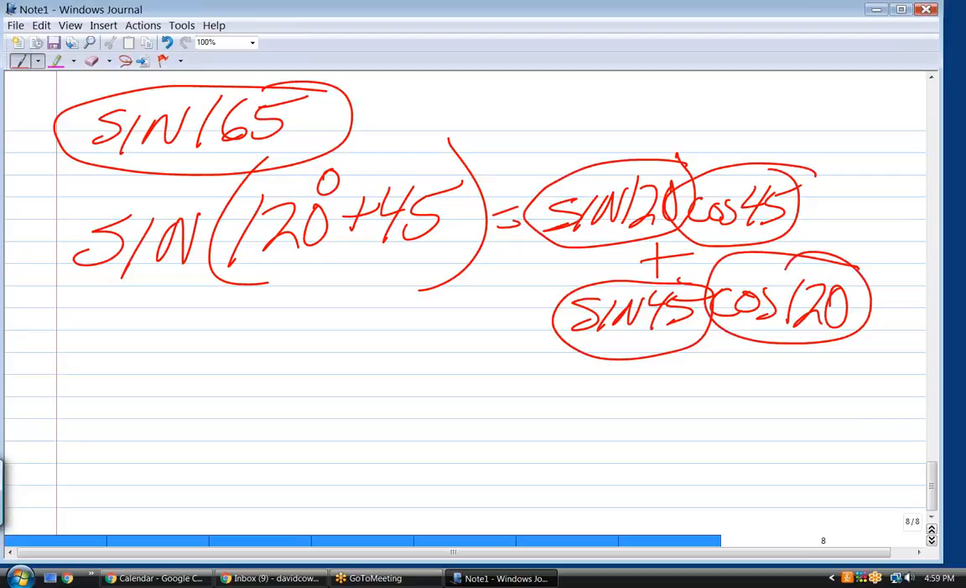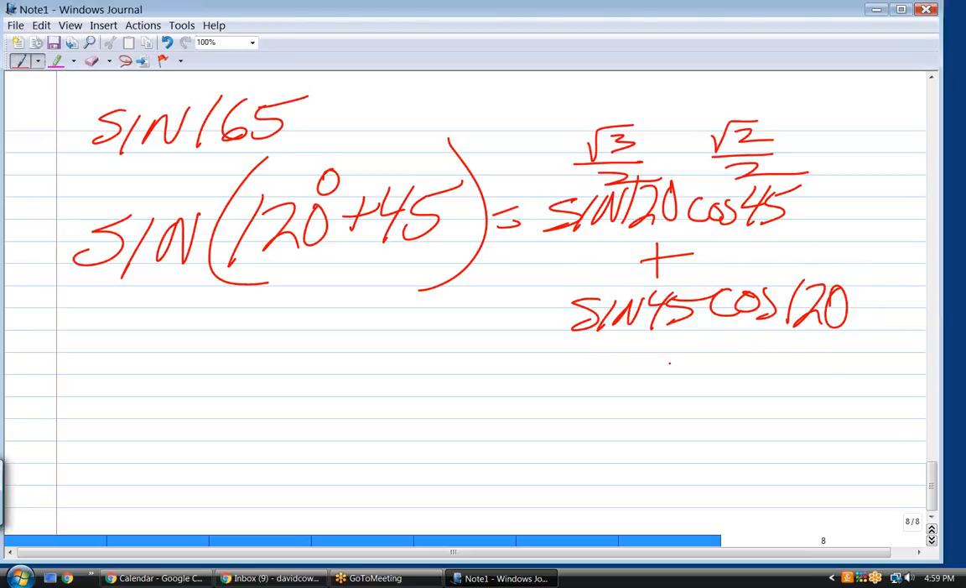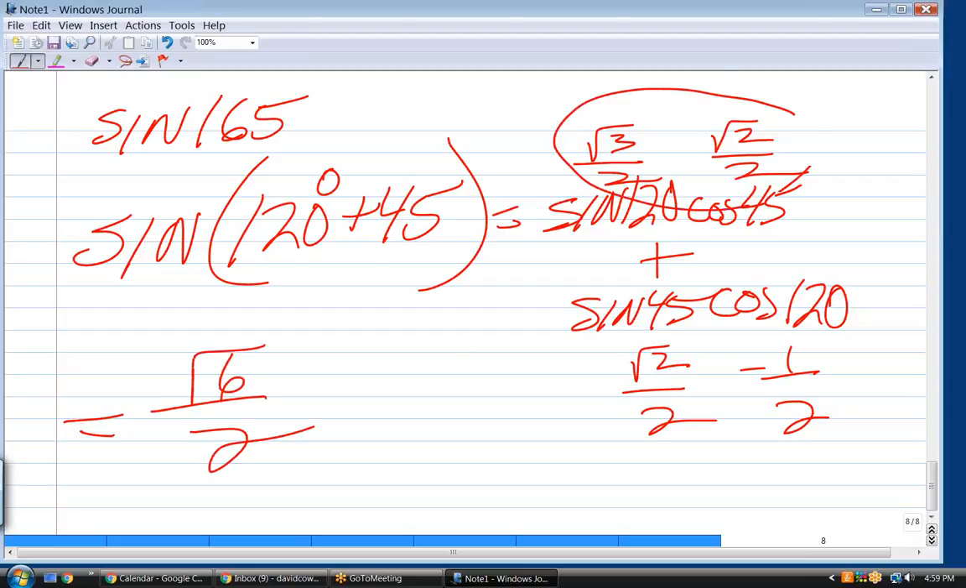And so that would be square root of 3 over 2. Well, this first one is square root of 3 over 2. What's cosine of 45? Root 2 over 2. And the sine of 45? Root 2 over 2. And the cosine of 120? Negative 1 over 2. So what we end up with here is root 6 over 2, multiplying those two, root 6 over 4.